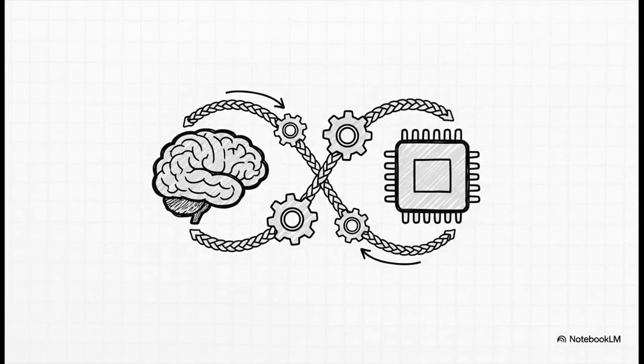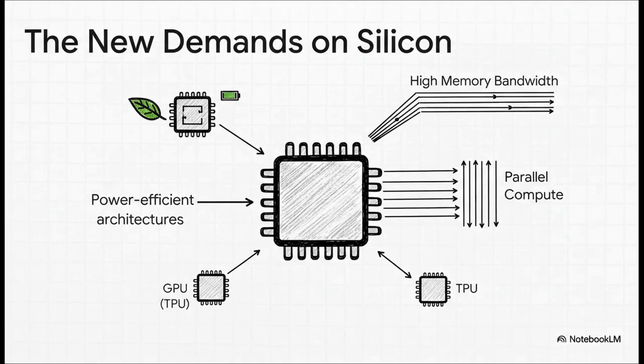And that was the moment. From this point on, progress in artificial intelligence became fundamentally tied to progress in silicon chip technology. They were inseparable. You just couldn't advance one without advancing the other. All of a sudden, the demands on chips completely changed. AI didn't just need faster processors. It needed massive parallel computing.